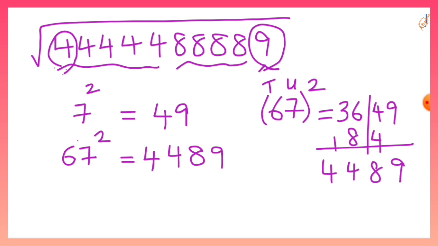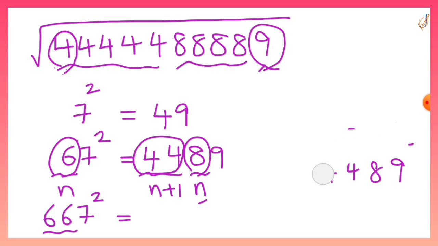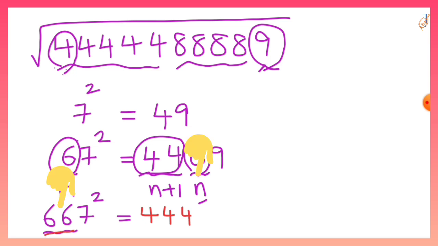That means if we have a single 6, we get 2 4s and a single 8 and 9. Suppose you do 667 squared, the result would be, here we have two 6s, so n is 2. Here two 6s are there, that's why we take n as 2. We are going to get n plus 1 4s, right? So that means we are going to get 3 4s. And how many 8s? We have two 6s, that's why we are getting 2 8s and 9.